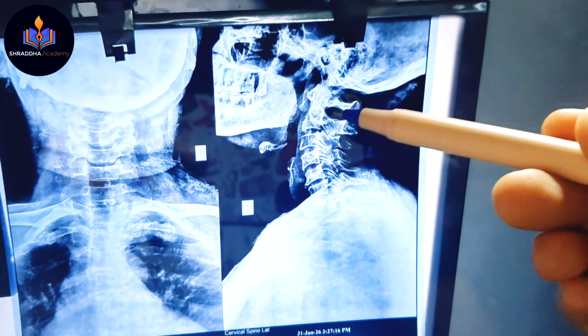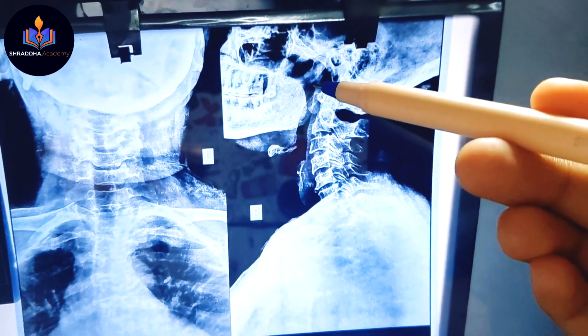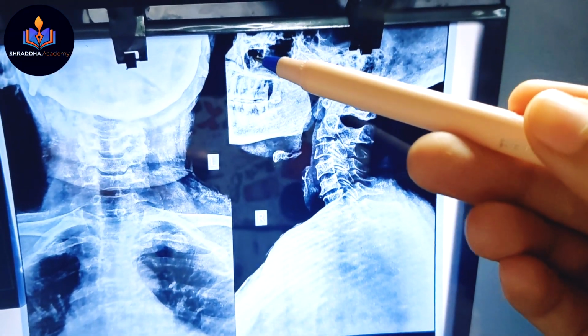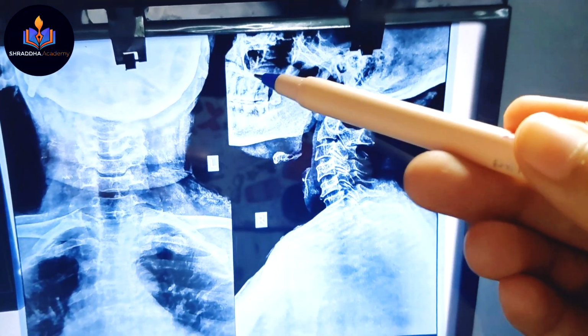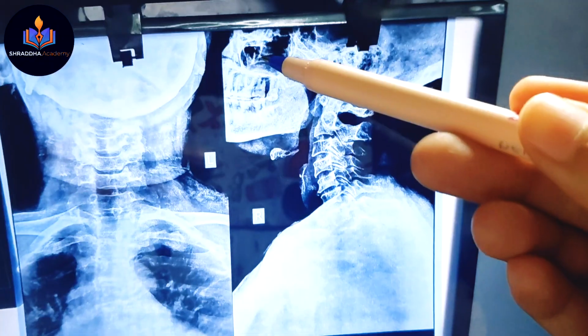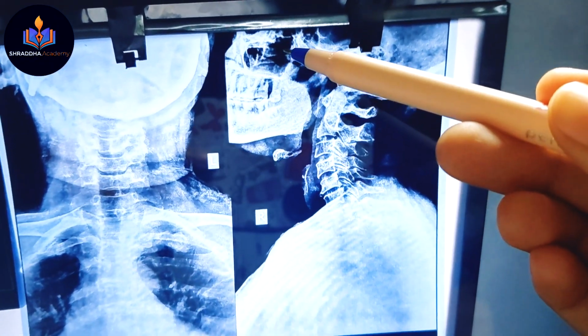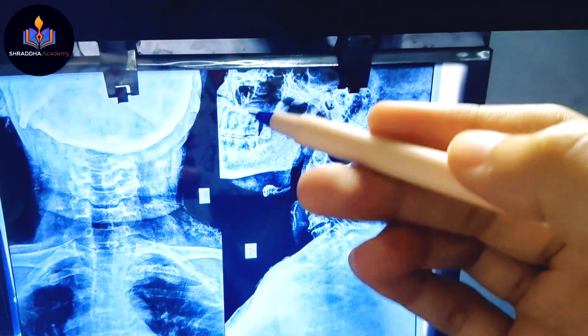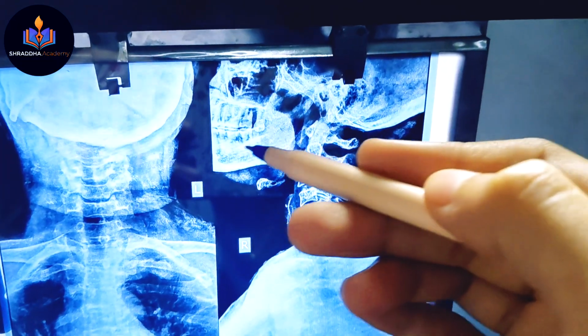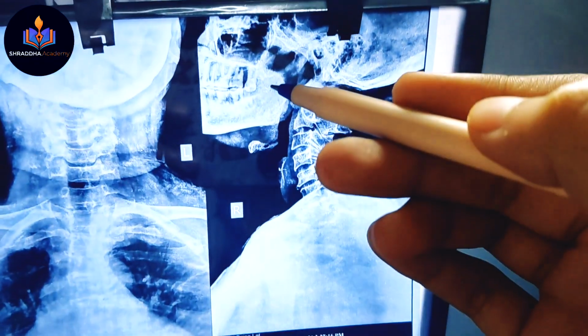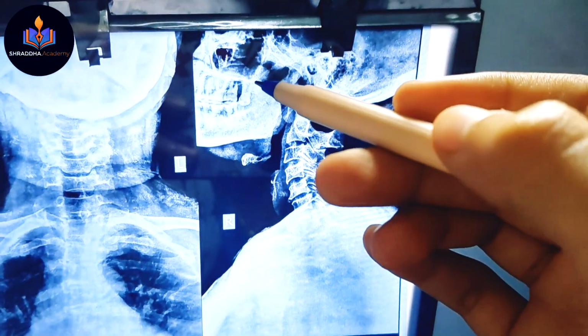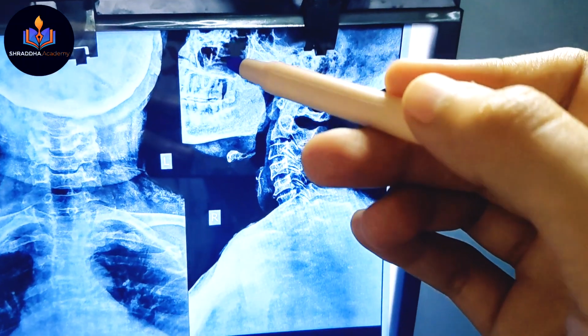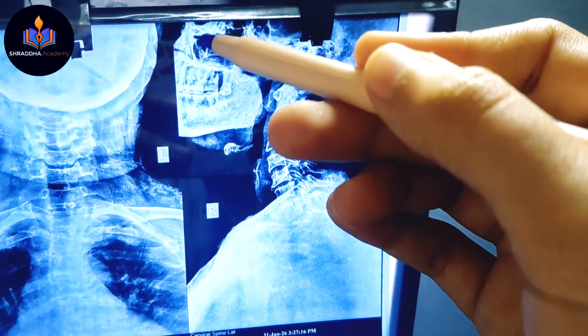Okay, atlas is the first one, axis is the second one, and as you can see here, there is the nasalis, and this is the air sinus present, the frontal air sinus. Okay, and this is the zygomatic air sinus also present, and as you see here, this is the mandible over here. Okay, so even the mandible is present, this is nasalis, this is the temporal region, the small part near the nasalis is the temporal region.